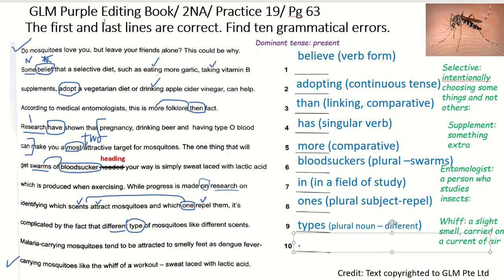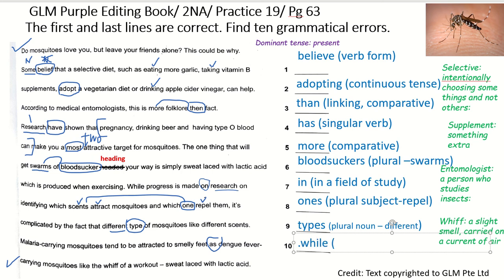Okay, let's continue. Malaria-carrying mosquitoes tend to be attracted to smelly feet, as dengue fever. This should not be as, okay, as a conjunction. It should be while, because in the context of the passage, while is used to indicate a contrast between the two clauses that it joins. Okay, while dengue fever carrying mosquitoes like the whiff of a workout sweat laced with lactic acid. So whiff means a slight smell carried on the current of air. So we're comparing two things here. That is why it is while.